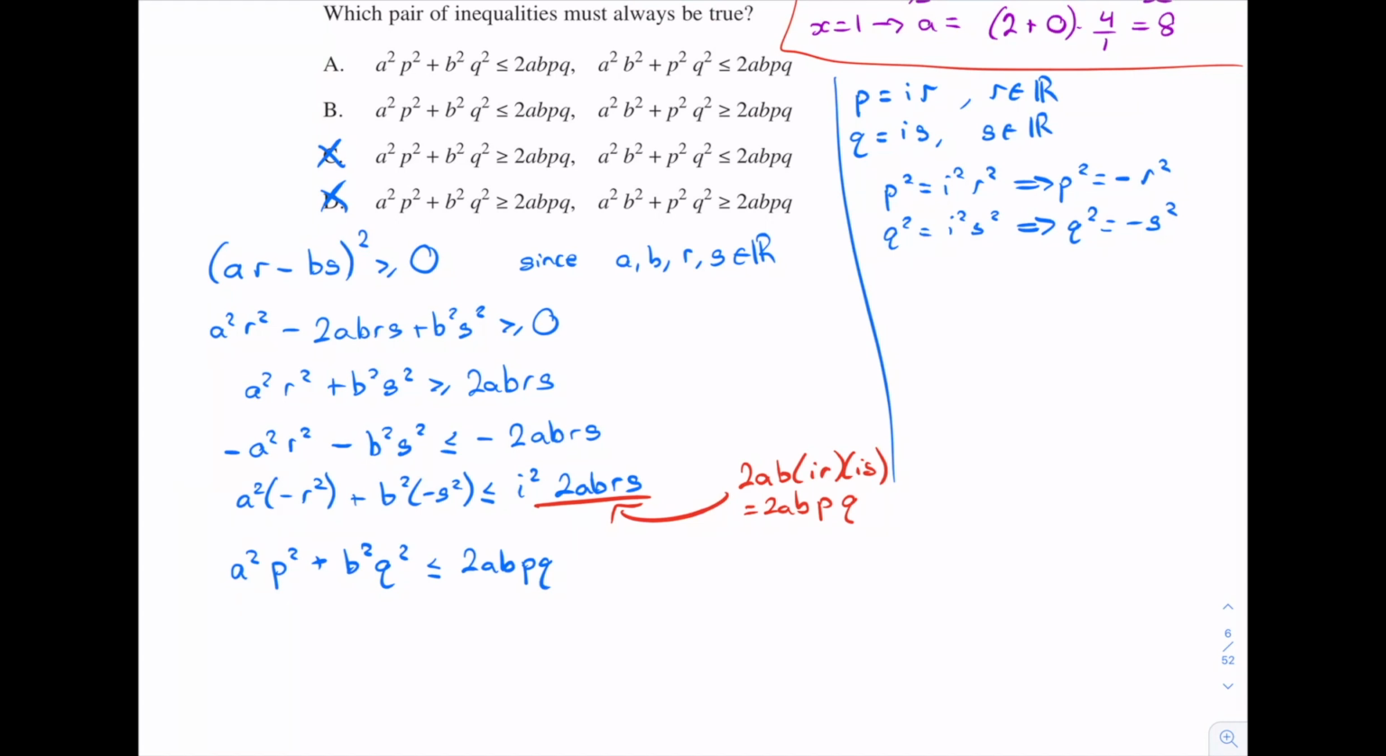Now, again, if someone sees a quick way of doing this, because I'm doing a lot of work for just 1 mark, please do let me know in the comments. So now we want to have a look at a squared b squared plus p squared q squared. We want to work with that. And once again, instead of p's and q's, I'm going to use the r's and s's. And somehow, hopefully, once we do a bit of working out, we'll be able to involve the i's, or some negatives, which will bring in i's.